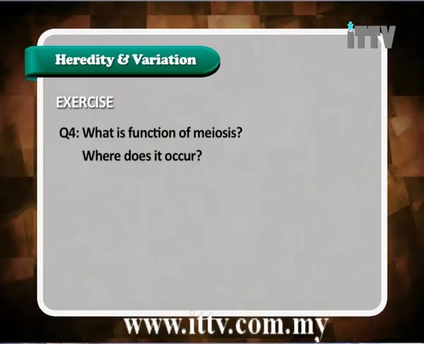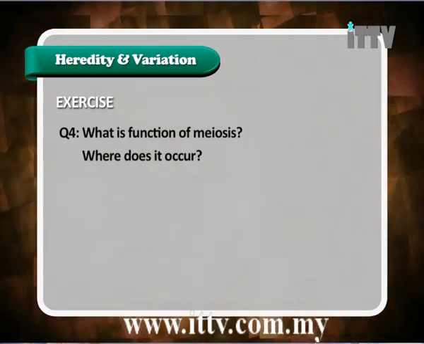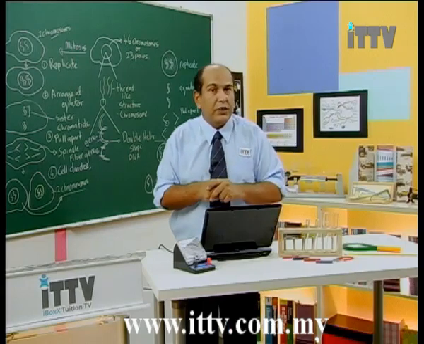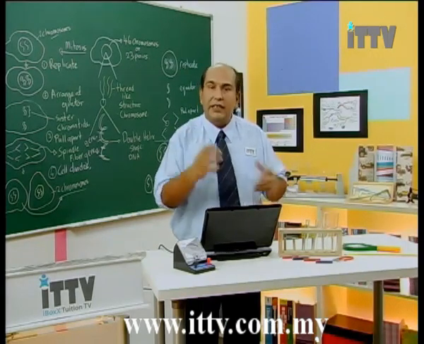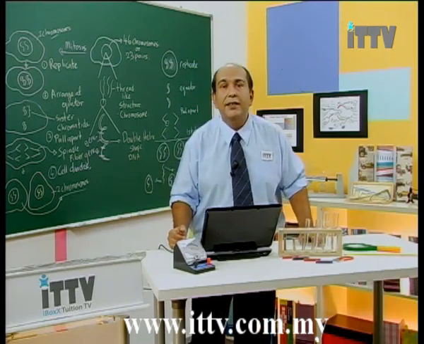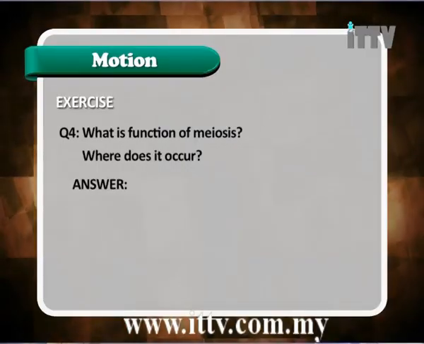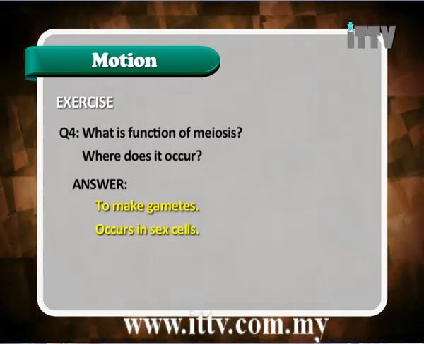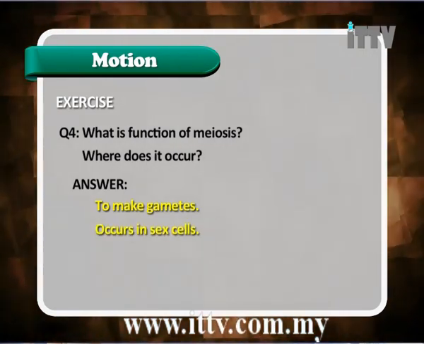Let's try a question. What is the function of meiosis? Where does it occur? So what are we trying to do with meiosis? What do we want to make? And where does it occur in the body? Have you written down the answers? Let's check. Answer. To make gametes. It occurs in sex cells.